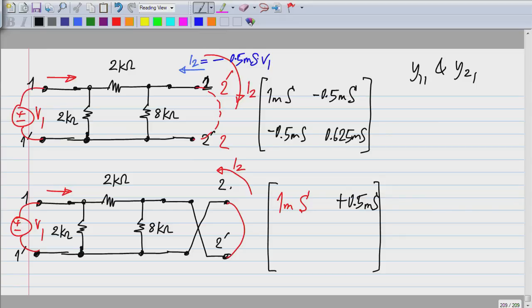Now similarly, you can verify for yourself. First of all, for a resistive circuit, Y12 and Y21 have to be exactly the same. So, this is 0.5 millisiemens also, and this you can verify for yourself that it remains the same as before, it is 0.625 millisiemens. Is this clear?